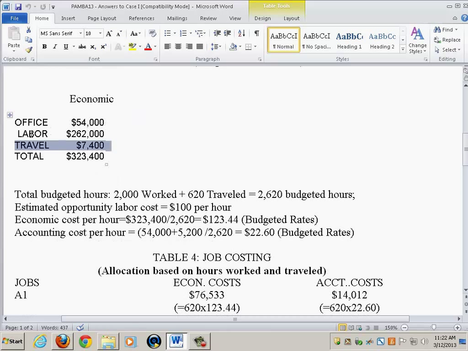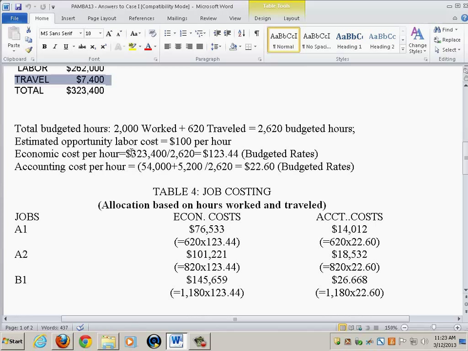So if we stay with the economic approach, we get a total estimated cost of $323,400, and that cost is divided by the cost driver, which is the total number of hours worked and traveled, and you get the economic cost rate, the budgeted economic cost rate per hour worked and traveled, which in this calculation comes to $123.44 per hour worked and traveled.